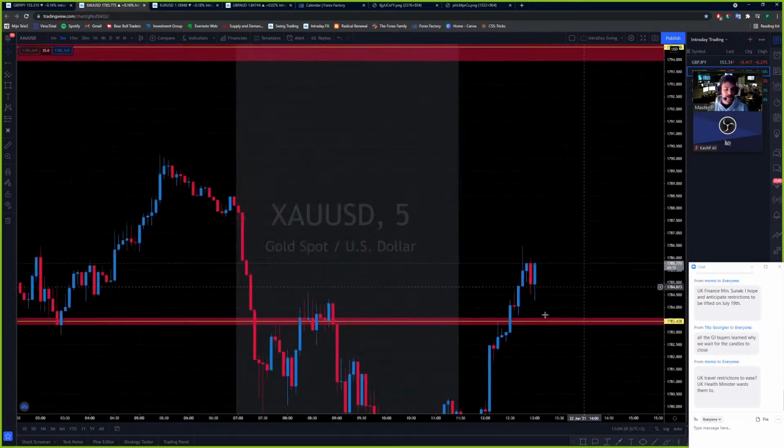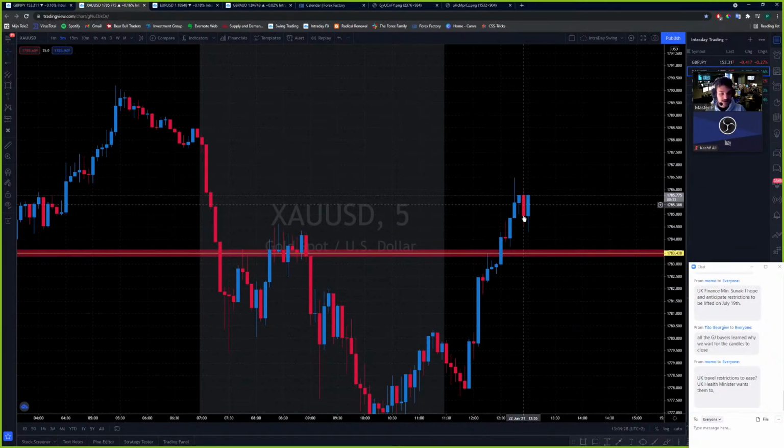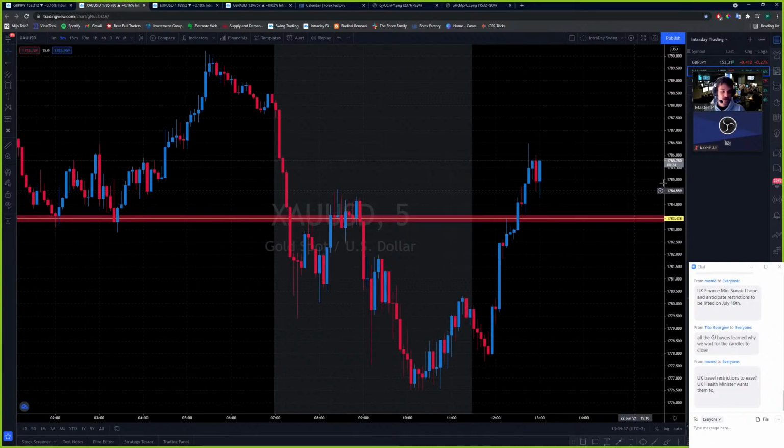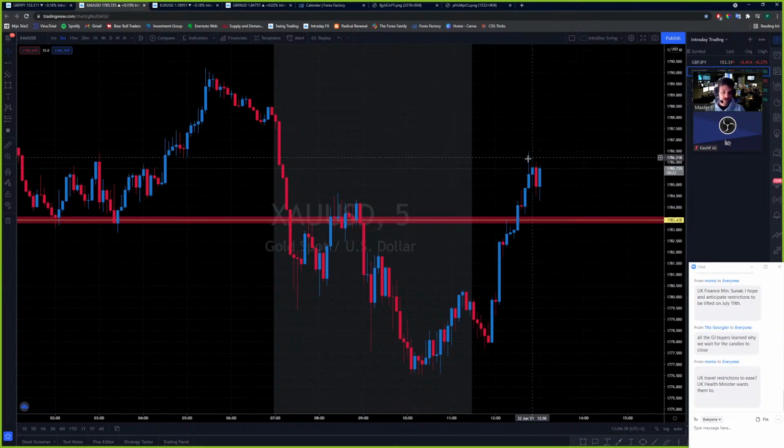So yeah, this is technically also a booby trap candle, but you see the body is quite big with respect to the previous bodies. So at that point you need to figure out for yourself whether it's a good idea to take the break of the high.